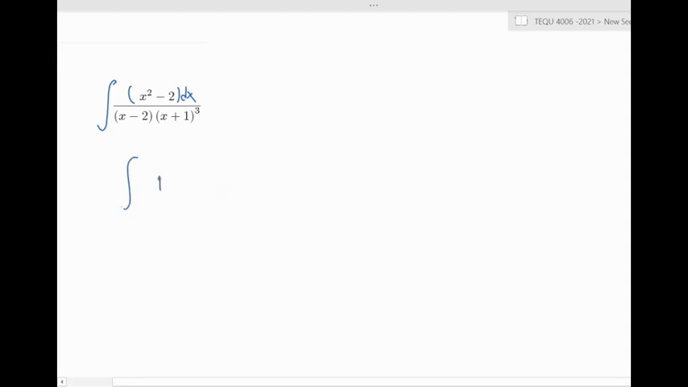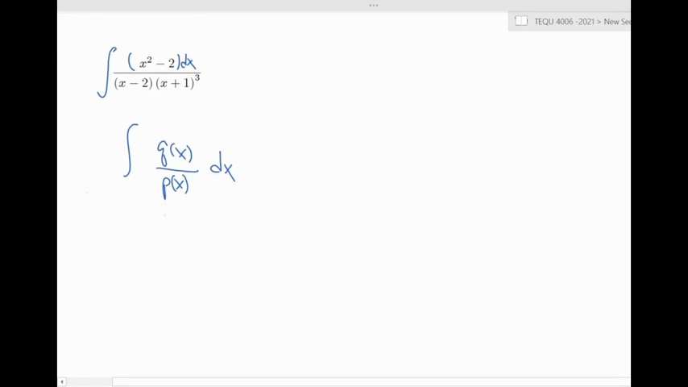Let's say that this type of integral is of the form q(x) over p(x) dx. So we are integrating that. The thing here is to look at p(x) and find out whether p(x) has been factorized or not. It is a polynomial. The question is, has it been factorized? In this case, the answer is yes, because it's presented in this way: (x minus 2)(x plus 1) to the cube.